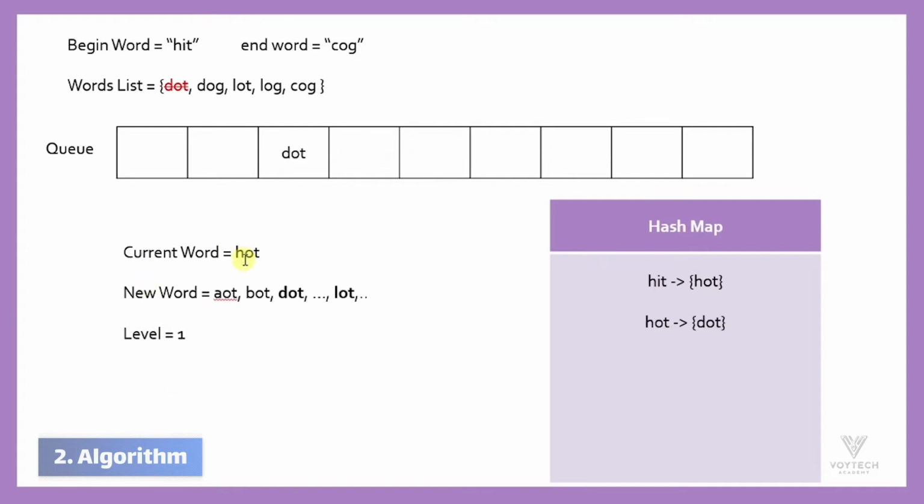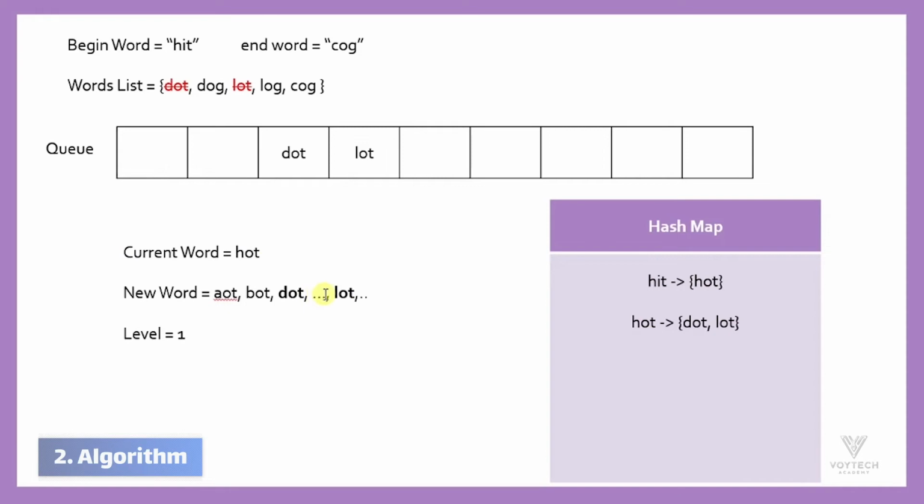And change the first letter of the word from A to Z. Now, first we encounter dot. So dot is a matching pattern that also exists in the words list. Now we mark it as visited, and we're going to store it in the hash map. And what we're going to do is push it to the queue and pop hot out of the queue. And we do the same thing.